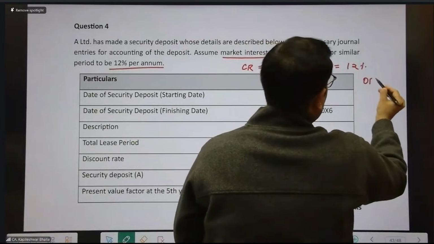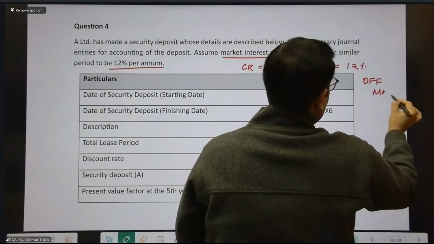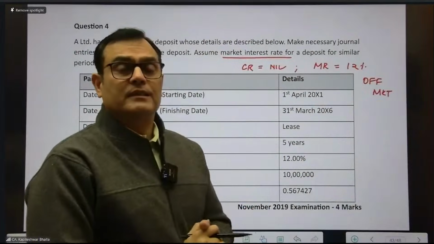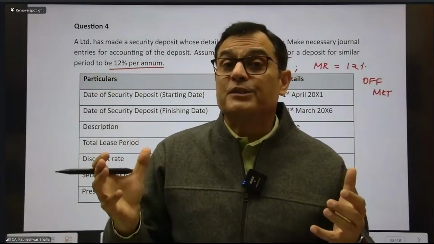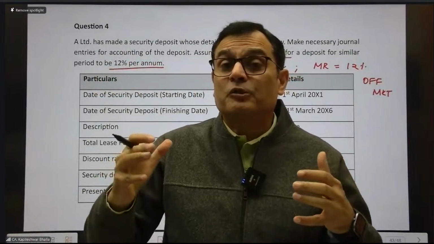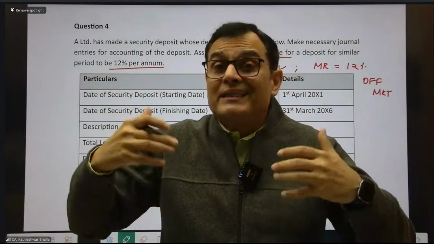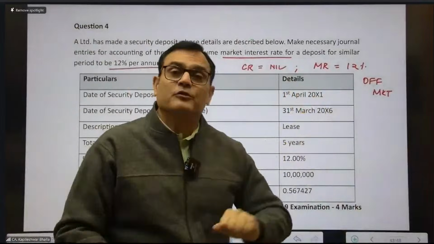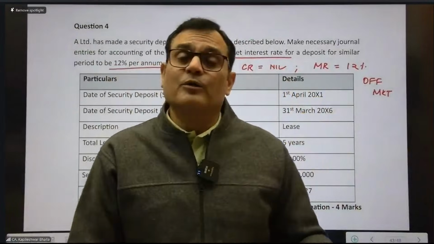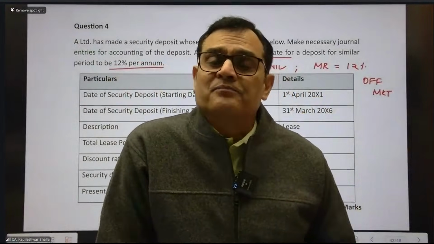It is definitely an off-market transaction again, because on similar kind of deposits, we pay interest at the rate of 12%. But in this case, I am not getting any interest as, let's say, a lessee. When I made a deposit, I am not getting any amount of interest. Now, how do you tackle this particular case?